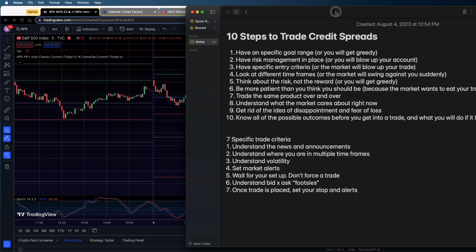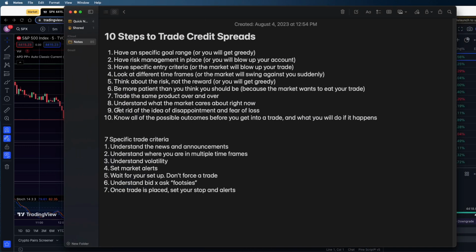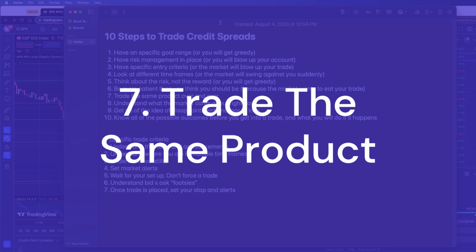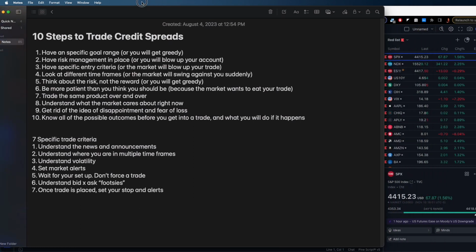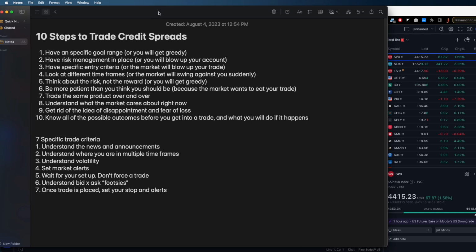All right, number 7, you want to trade the same product over and over. I don't know where people get this from, that you have to trade multiple different things, but this is something that I did when I first started out. I traded all kinds of different stocks. I traded Apple, I traded Nvidia, I traded AMC, American Airlines, Google, Amazon, all the things, right? There's no need for it.